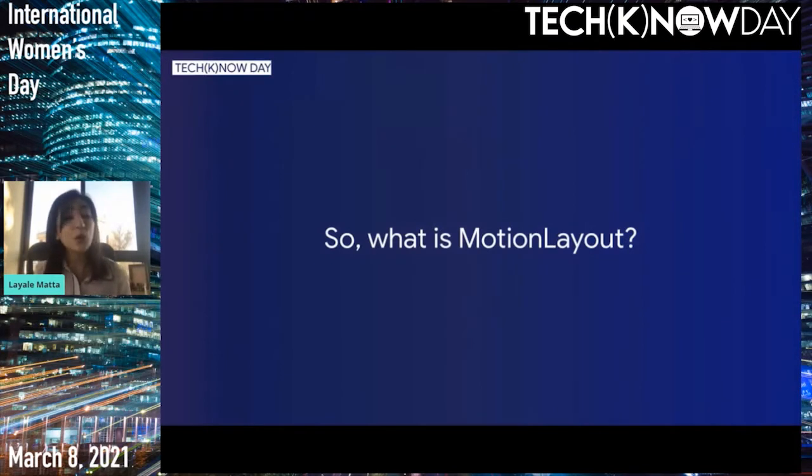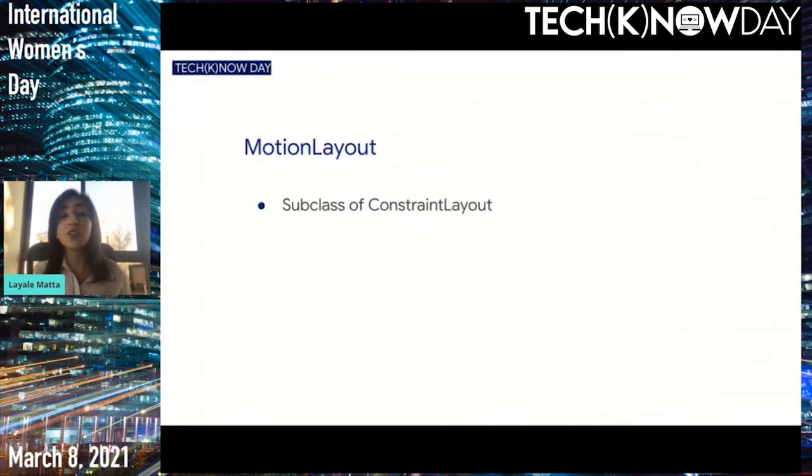So what is MotionLayout? MotionLayout is a layout type based on ConstraintLayout. So it supports all the same features of ConstraintLayout. So if you are using constraints that are part of ConstraintLayout, like barriers and chains, they can also be part of MotionLayout. In addition to that, MotionLayout allows to easily coordinate animations of multiple views on the screen.